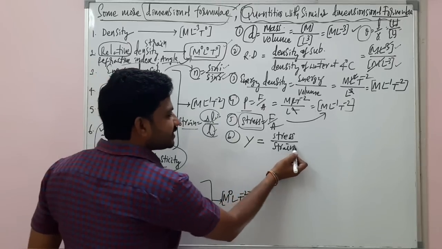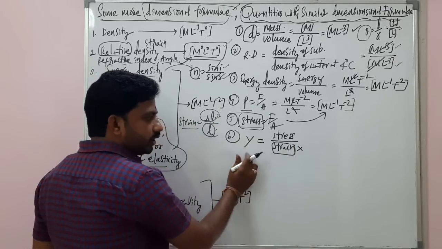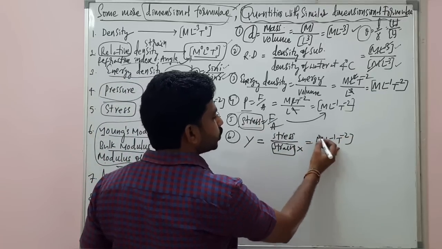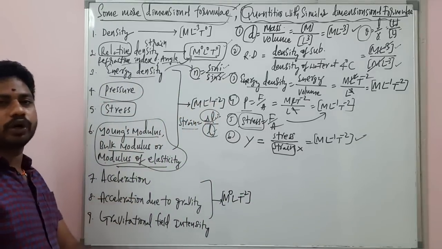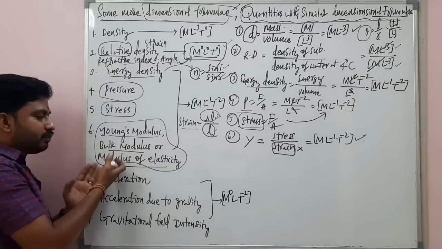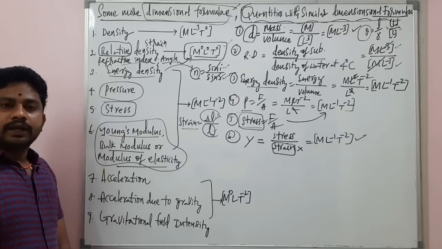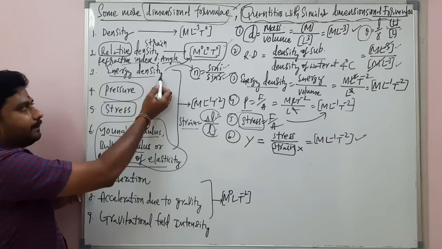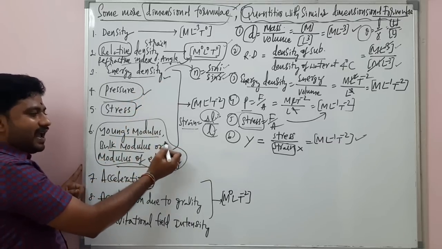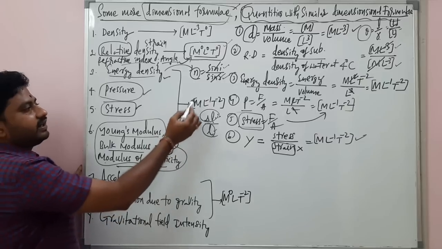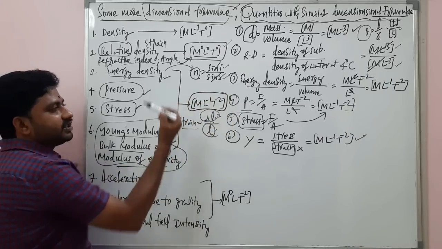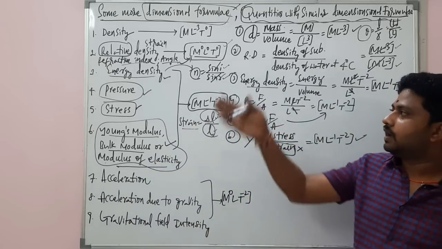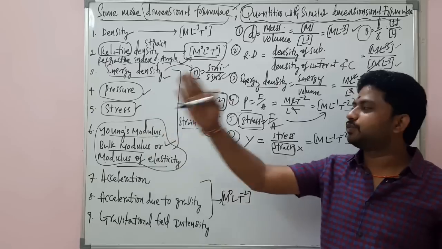So strain does not have a dimensional formula, whereas stress has the dimensional formula ML^-1 T^-2, and this is also the dimensional formula of Young's modulus of elasticity, bulk modulus or modulus of elasticity. I hope you understand. Energy density, pressure, stress, Young's modulus, all these four have the same dimensional formula. Questions like these will be asked: which among the following quantities will have the same dimensional formula? Energy density, pressure, stress, Young's modulus.